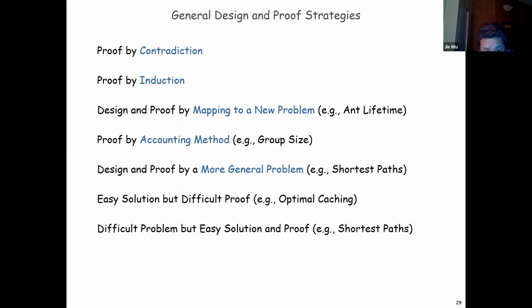Later we'll show that. And then another problem looks very difficult. Actually, it's really very difficult. But Dijkstra came up with a very nice algorithm that has an easy solution and easy proof. That's why this is one of the most famous algorithms, because it's a difficult problem, but he solved it very easily and can prove its optimality very easily.